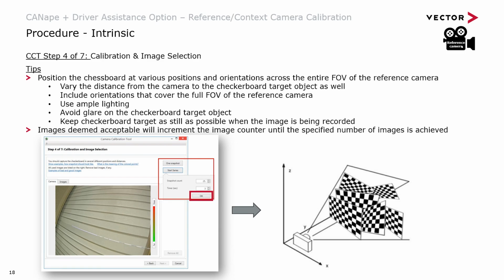Images that are determined to be viable in the calibration calculation will increment the sequence counter. It is typical for some images to be rejected for various reasons. As long as you eventually acquire the preset number of images, there is no reason to worry about some rejected images.